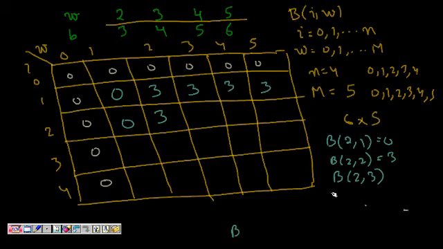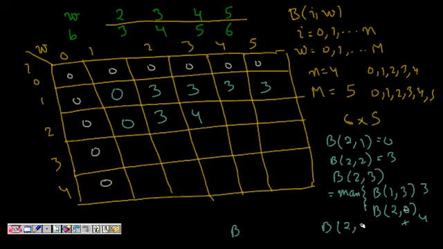So it will be now maximum of, I can leave the second item, so B of 1 comma 3, or I can choose the second item, so it will be B2 comma 0 plus the benefit of taking the second item. Okay, so B2 comma 0 we have already calculated, it's 0, so this will be 4, and 1 comma 3 also we have already calculated, so this is 3. So 3 and 4, so 4 is larger, so I will choose 4.